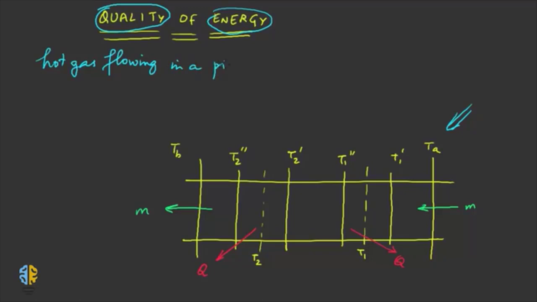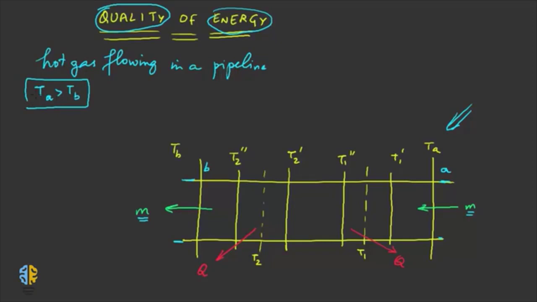The yellow lines that you see on the screen represent a pipeline in which a hot gas is flowing, and the mass of the hot gas is m. Due to the heat loss to the surroundings by convection or radiation, the temperature of the gas continuously decreases from inlet at state A to outlet at state B. So you can say that TA is higher as compared to the temperature at state B.